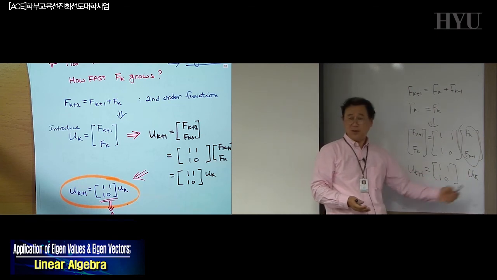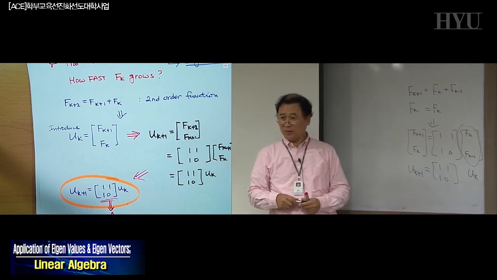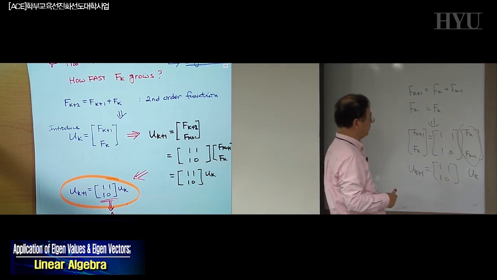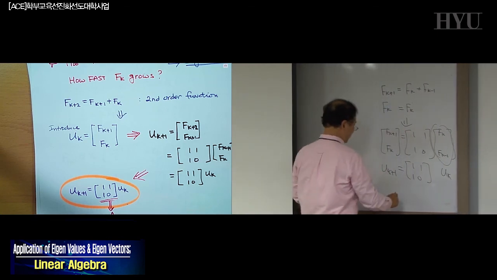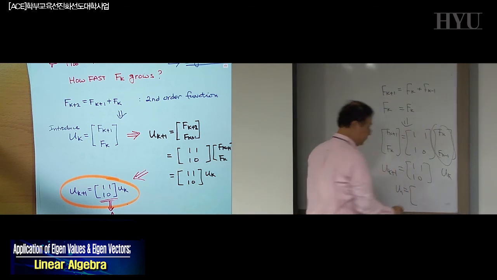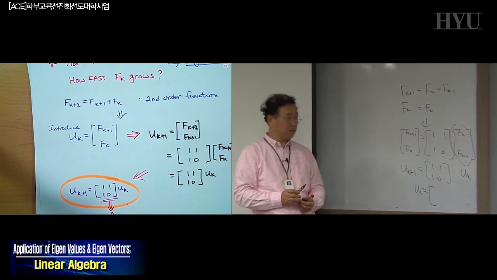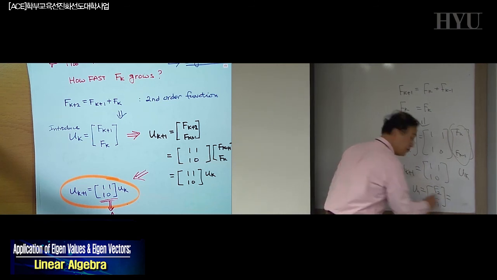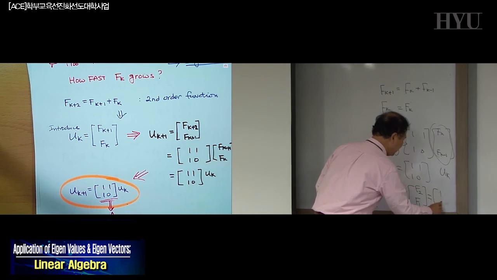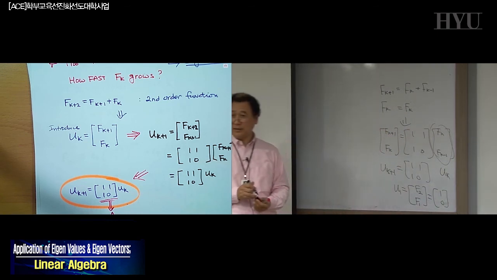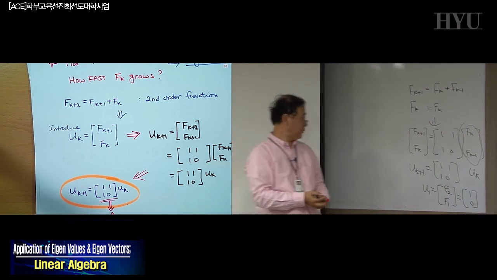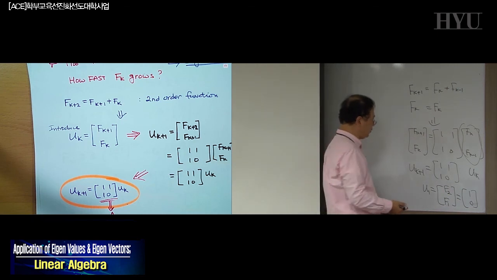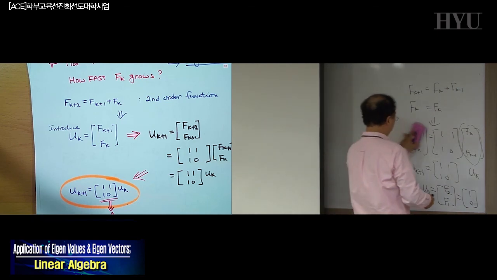To solve this, you need the initial condition, right? What's the initial condition? What's u_0? u_0 is (0, 1). What's u_1 in this case? u_1 was F_2, F_1, right? This was the initial condition. Now from the initial condition, you can solve this problem. Then no problem. Then what's u_{k+1}?